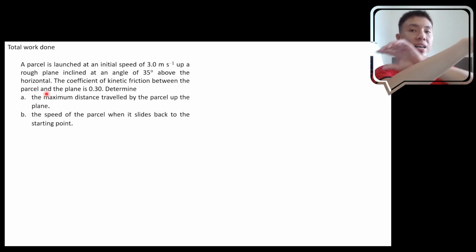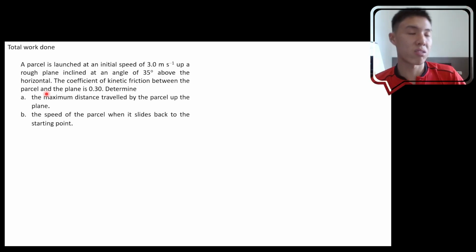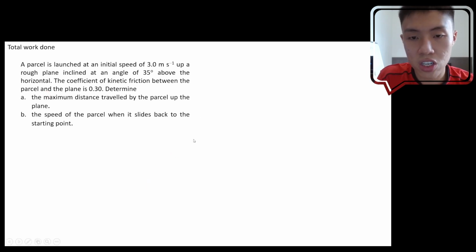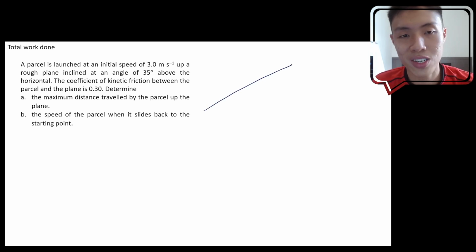Okay, so now they're asking for the second part of the motion, which is the part where it stops, and after that, it slides back down with an increasing speed. Okay, so let's try to sketch a diagram to represent the situation by language.